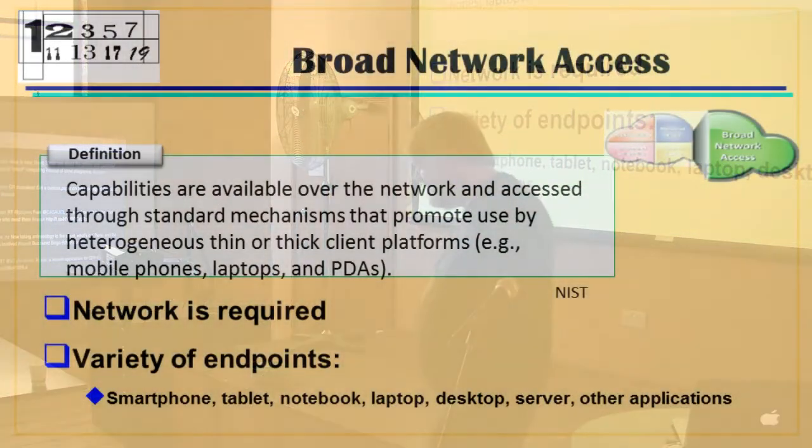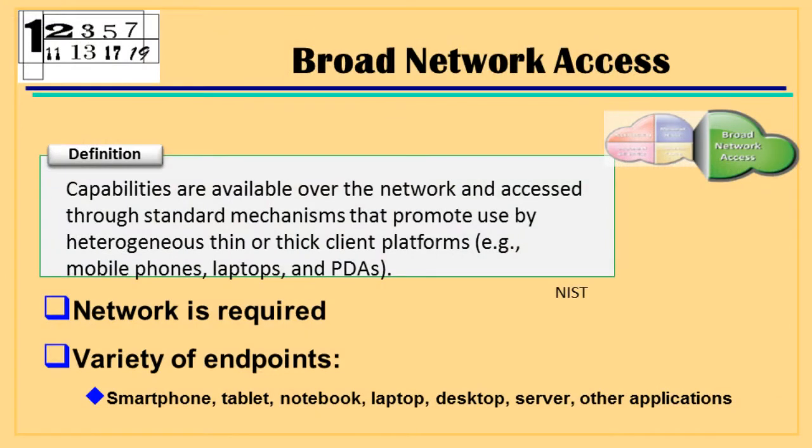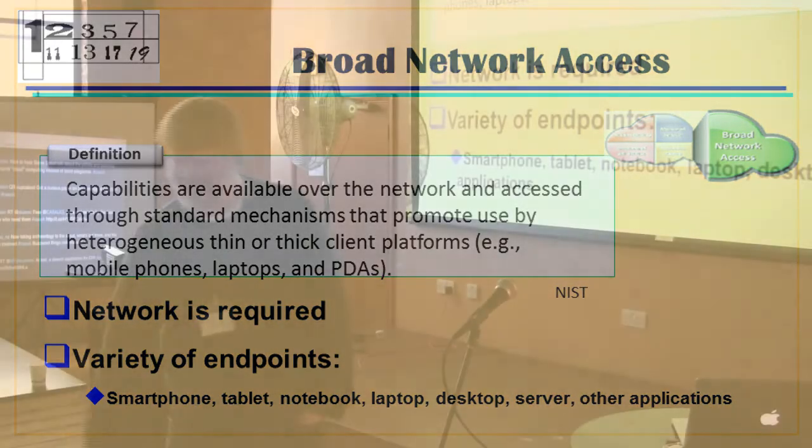Broad network access is, I want to be able to consume this computing anywhere that is appropriate. Not anywhere, anywhere that is appropriate for the way I want to use that resource. So it doesn't have to be everything, you can do it anywhere. And we've got to be able to do it on whatever endpoint we want, whether that's a smartphone or a tablet or a laptop.